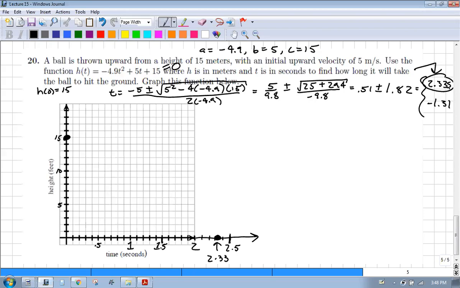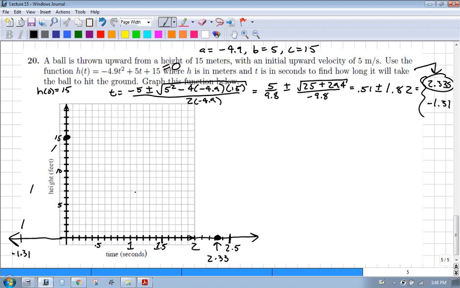So this is how long it will take the ball to hit the ground: 2.33 seconds. But let's go ahead and graph the function because they asked us to. We don't know, does it look like this? Does it look like this? By the way, the negative 1.31, that would be over here. But we're not concerned about that side of the graph. It's not part of our reality, if you will. So we just want this stuff in quadrant 1.